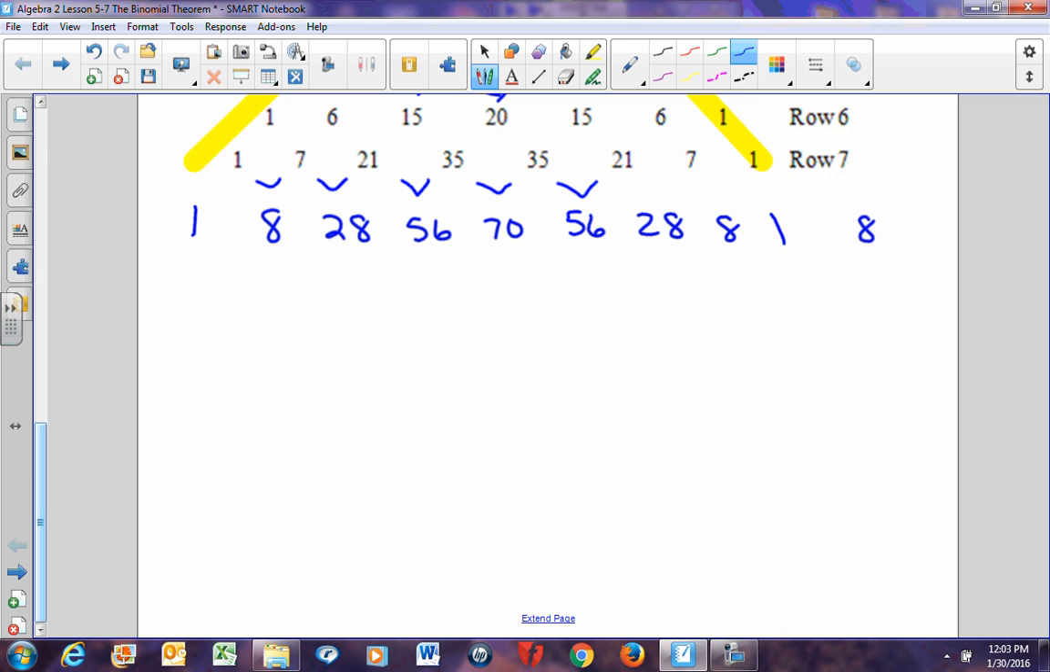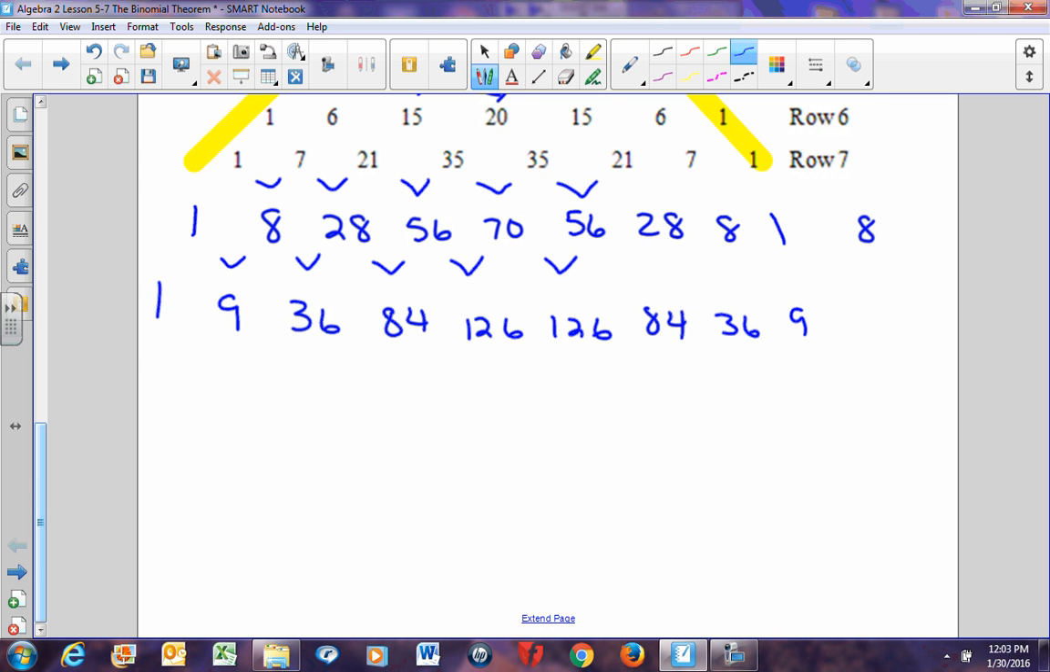So row 9 would be a 1. 8 and 1 is 9. 8 and 28 is 36. 28 and 56 is 84. 56 and 70 is 126. And so that means this is 126. Then this goes back to 84, and this goes back to 36, and this goes back to 9, and then finally goes to 1. And that would be row 9. So the numbers we're going to use are these numbers right here.